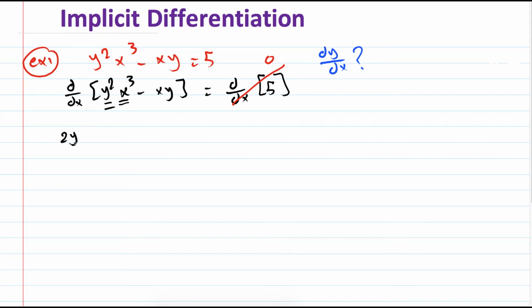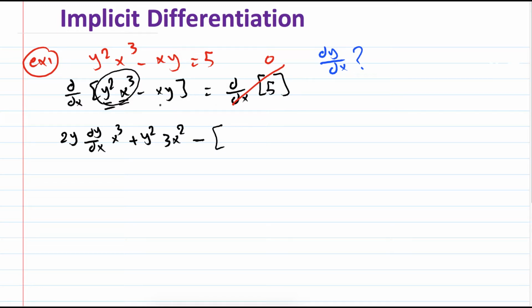So after any derivative of y, I'll put dy over dx multiplied by x to the 3 plus y to the 2 multiplied by the derivative of x to the 3, which is 3x to the 2. That is the derivative of this term, minus. Here we have x times y.